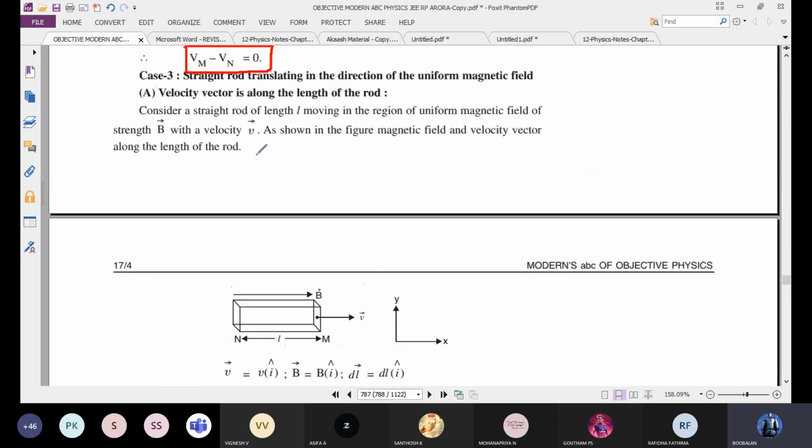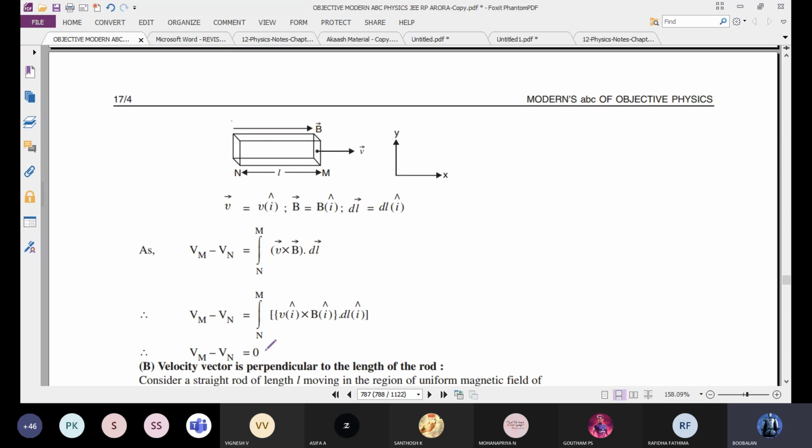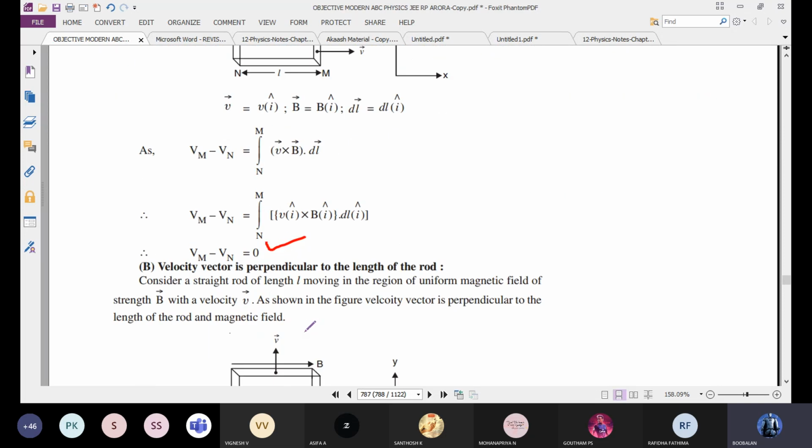So the third case, the velocity vector is along the length of the rod. The straight rod translating in the direction of the uniform field means the potential difference is equal to 0.